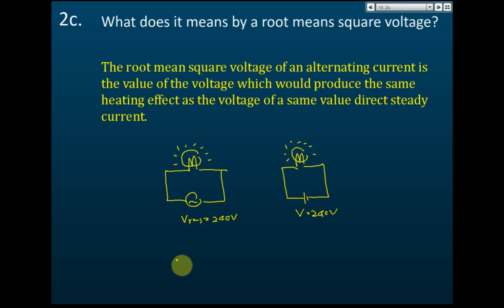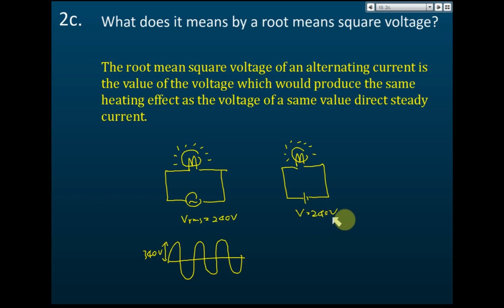The root mean square is 240, but if you use the cathode ray oscilloscope to measure, you will find that the maximum voltage can be about 340 volts. The peak voltage can be 340 volts, but the root mean square is 240 volts. Then the brightness of the bulb produced will be exactly the same as the brightness of the bulb connected to direct current at 240 volts.